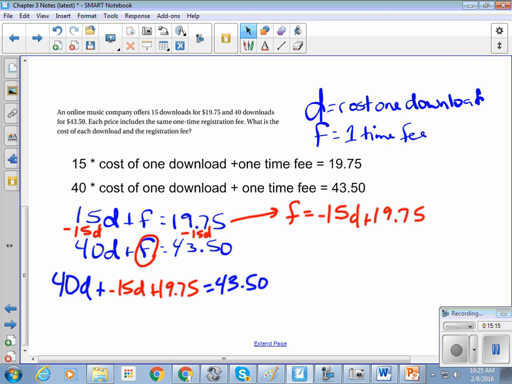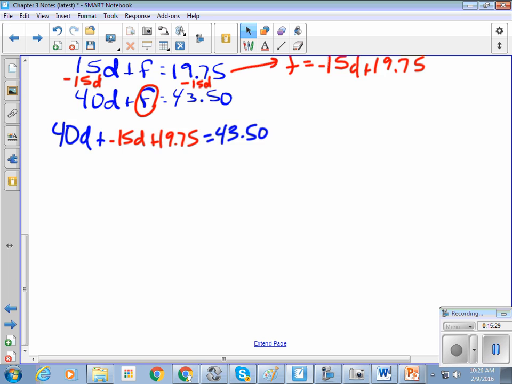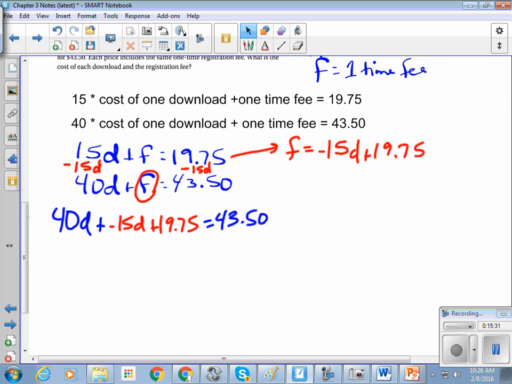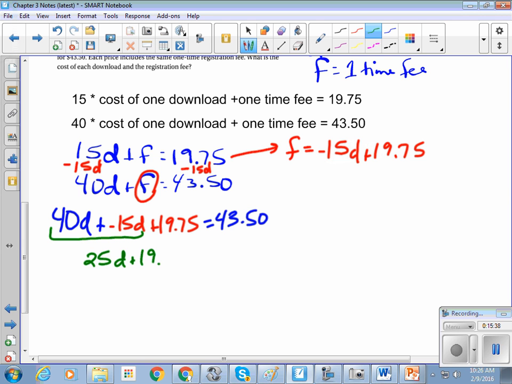Then I'm going to apply the rules of solving equations. I'm going to combine like terms. 40D plus negative 15D gives me 25D's. So these combine together to give me 25D's plus 19.75 equals 43.50. Then I'm going to subtract 19.75 from both sides.